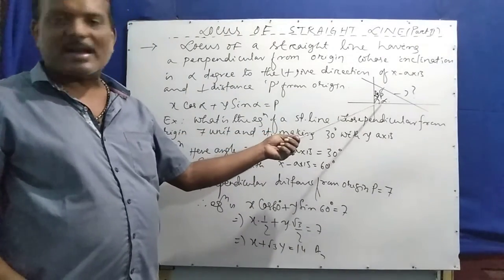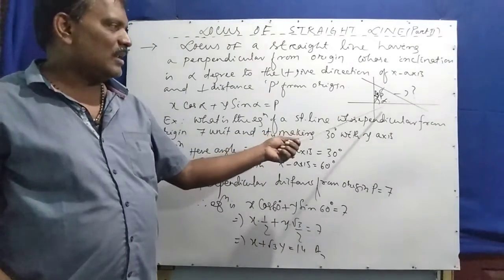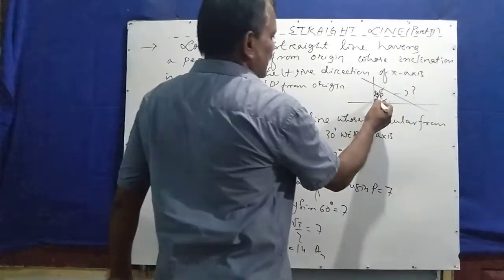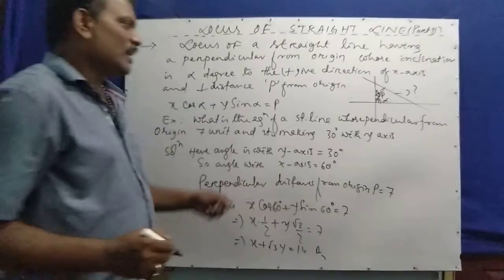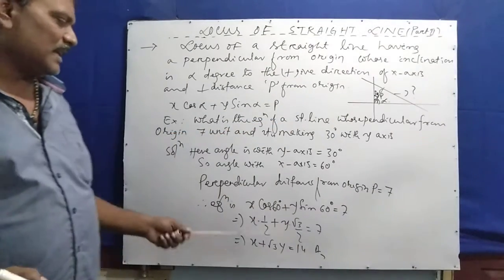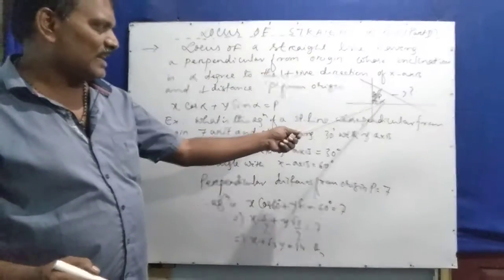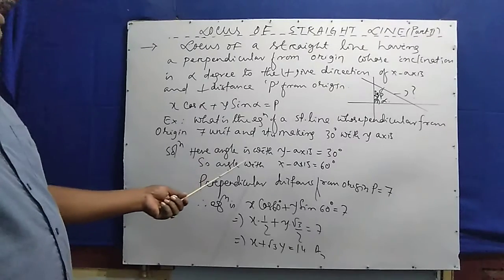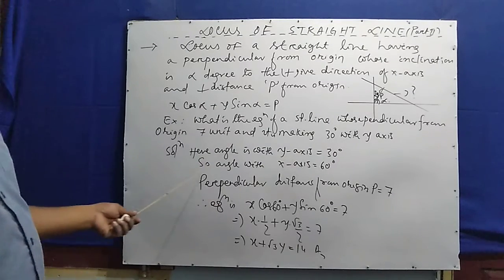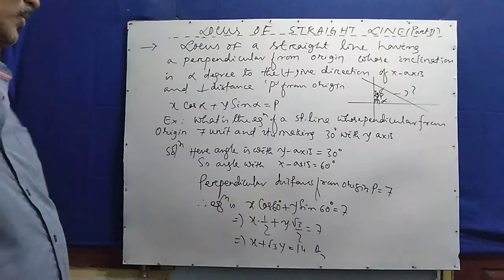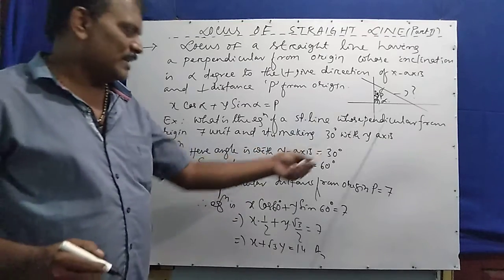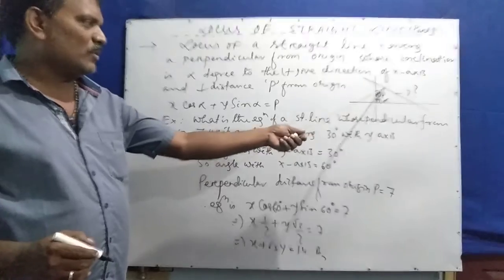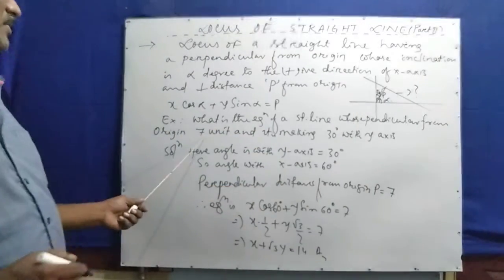But we have to find the angle of x axis with this perpendicular line. You know the sum of this angle and this angle equals 90 degree. If this angle is 30 degree, the remaining x axis angle is 60 degree. Here the angle with y axis equals 30 degree, so the angle with x axis equals 60 degree because 90 minus 30. The perpendicular distance from origin p equals the given 7 units.